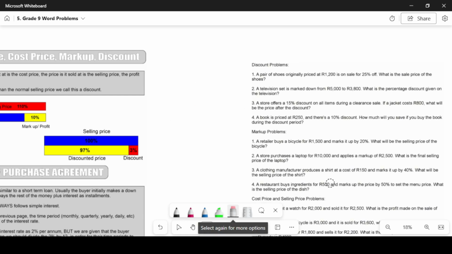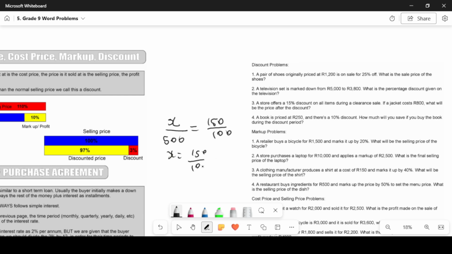A restaurant buys ingredients for 500 and marks it up by 50% to set the menu price. What is the selling price? Exact same idea. Let's do it a different way. Selling price is what I want to find over cost price, 500, is equal to 150, the selling price, over 100, which is the 100 plus the 50. Therefore, x is equal to 150 over 100 multiplied by 500, and we get 750.